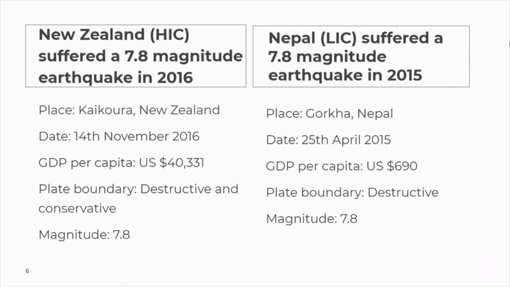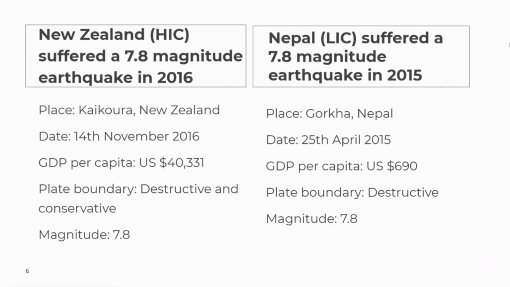And the date that the earthquake happened was the 14th of November, 2016. Now, this is a really, really important fact. The GDP per capita, so the average amount of money that is earned per person in New Zealand, is $40,331. The plate boundary that it sits on is a destructive and a conservative margin. And as I said before, it was a magnitude 7.6 earthquake.